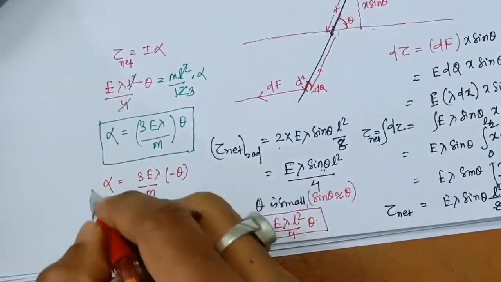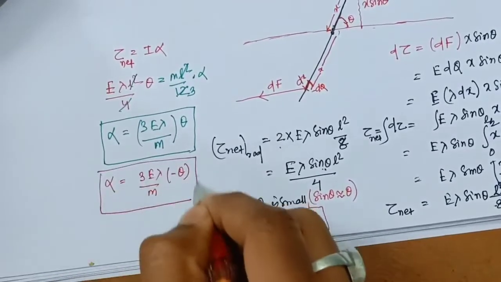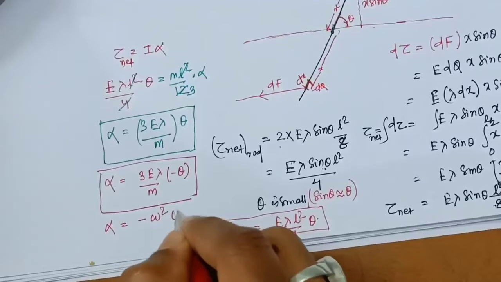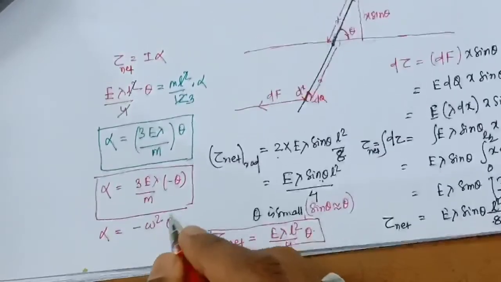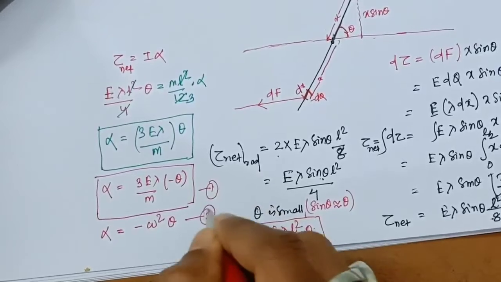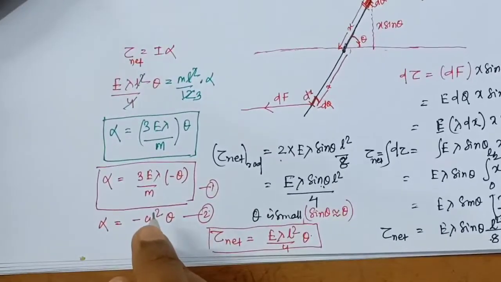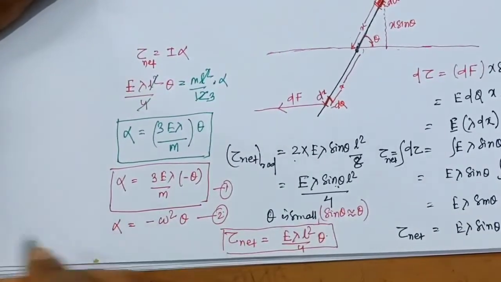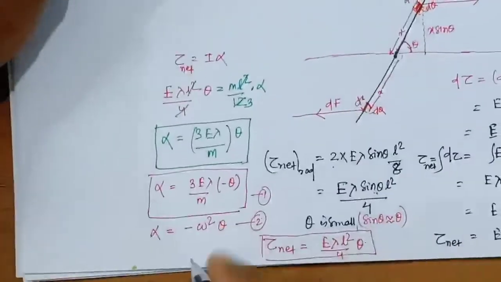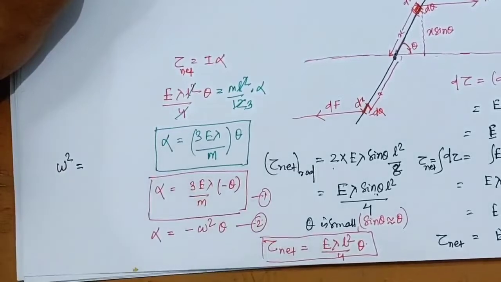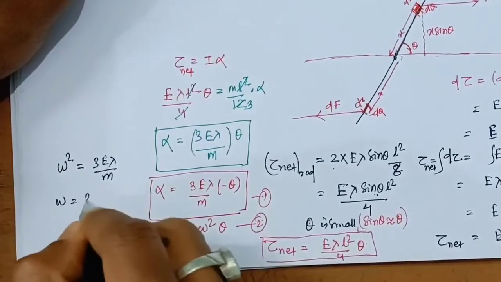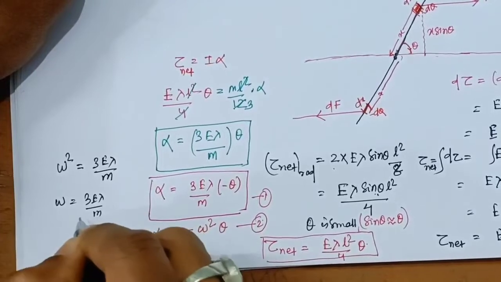And if I compare this result with the acceleration equation, alpha equals minus omega square theta, I can easily predict it with the SHM equation. If I compare this equation 1 with the SHM equation, I can easily predict the expressions. Comparing, we get omega square equals what? 3E lambda upon m. So omega equals root over 3E lambda upon m.